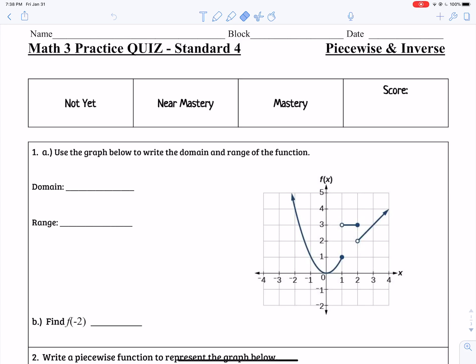In this video, we're going to talk about the practice quiz for standard 4. It focuses on piecewise and inverse functions. Number 1 says use the graph below to write the domain and range of the function.